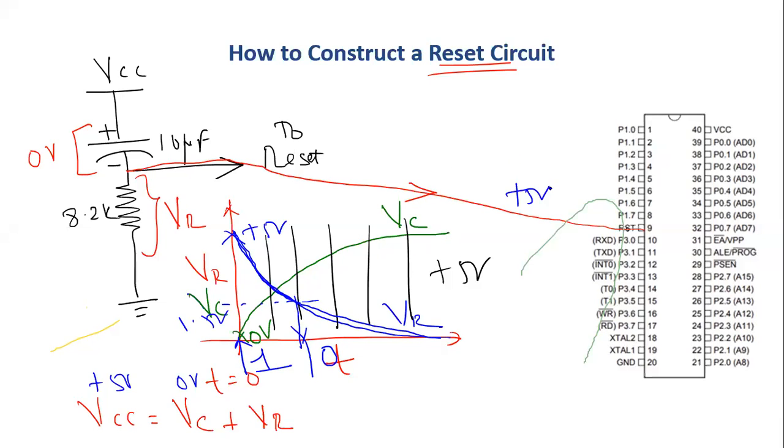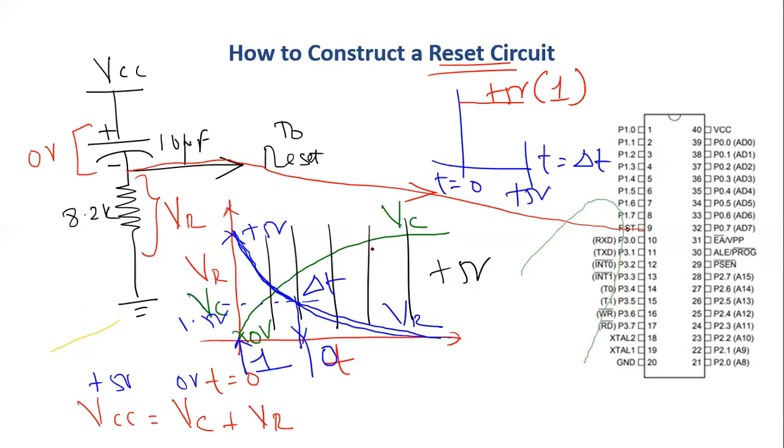So Boolean wise, what is the voltage seen by pin number 9 from time t equal to 0 to time t equal to delta t? Delta t is the time where it crosses this 1.5 volt. Until then, this pin remains at 5 volt or Boolean 1. The moment it crosses this 1.5 volt threshold, it goes to Boolean 0. So during this delta t period, the microcontroller remains in reset. Once it falls below this, the microcontroller comes out of reset.